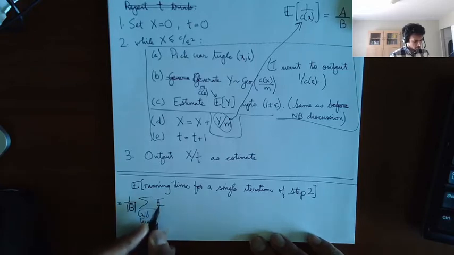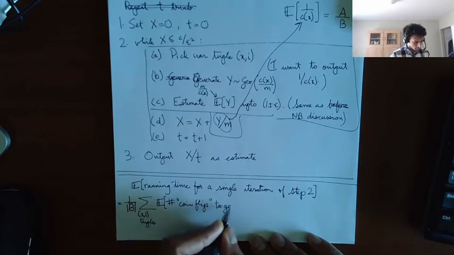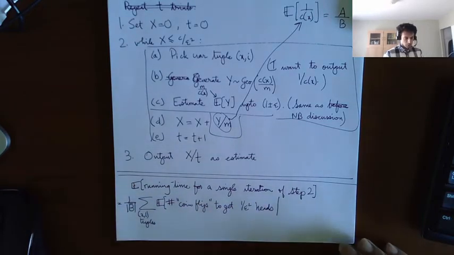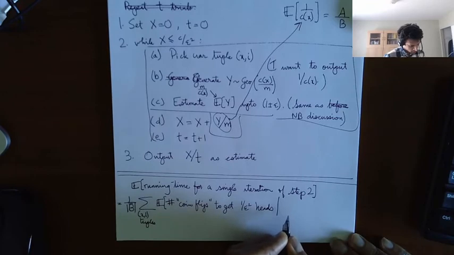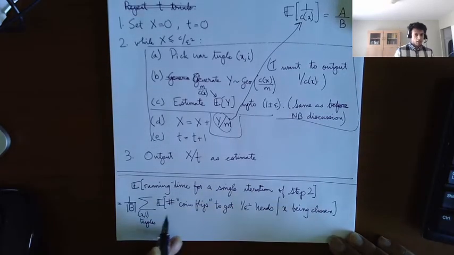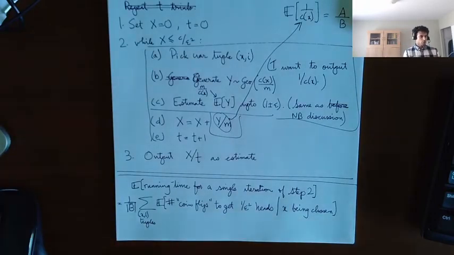So I'll say this is the expected number of coin flips to get 1 over epsilon squared heads, conditioned on x being chosen. How many coin flips do you need? So you fix x. How many coin flips do you need to see 1 over epsilon squared heads? Remember, a success was you were able to pick a clause that x satisfied. How many times do you need to choose clauses to do that?